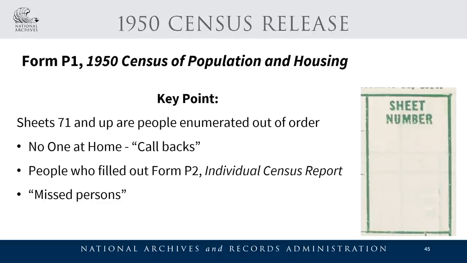So that includes people that were not at home, that the enumerator called back on, missed persons, we'll talk about in a minute, and people who filled out Form P2, individual census report, at a different time. And we'll also talk about those.